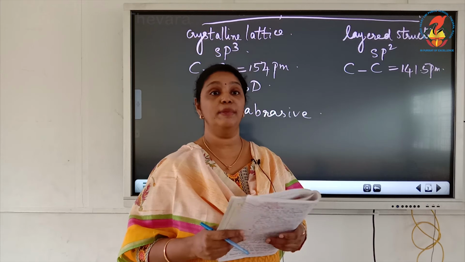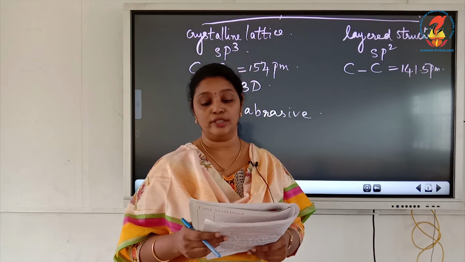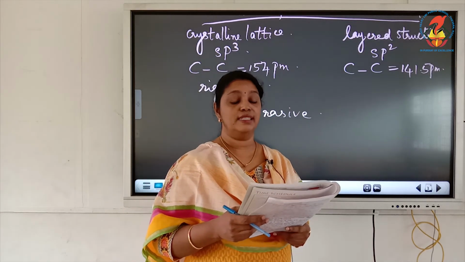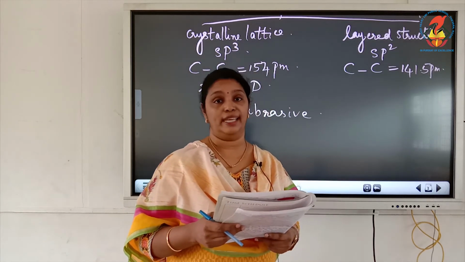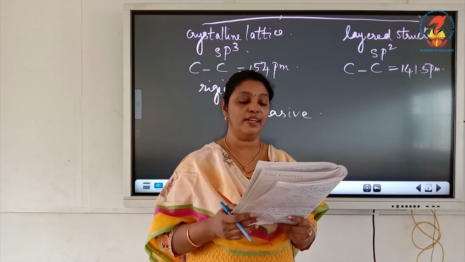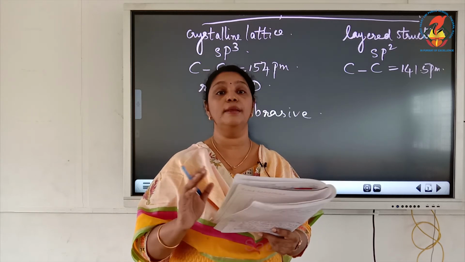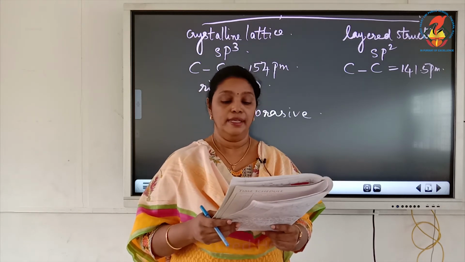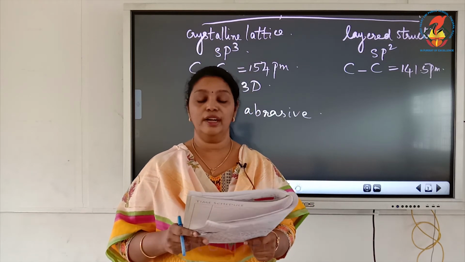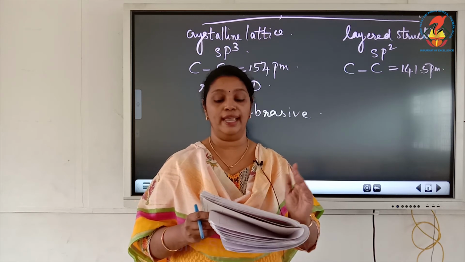Now, next, diamond is a bad conductor of electricity. Why? Because there are no free electrons in diamond for the conduction of electricity. Next, graphite is used as a lubricant. Why? Because it has a layered structure in which the different layers are held together by weak van der Waals force and can slip over one another. Next question, graphite is a good conductor of electricity. Why? In graphite, only 3 electrons of each carbon are used in making the hexagonal ring.